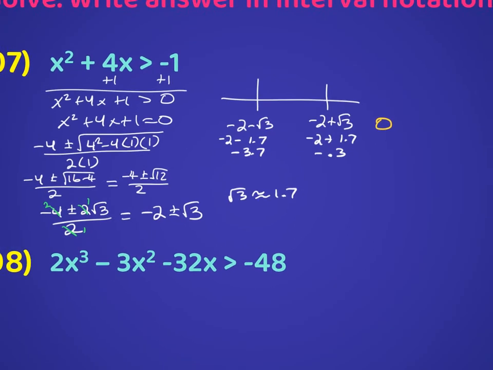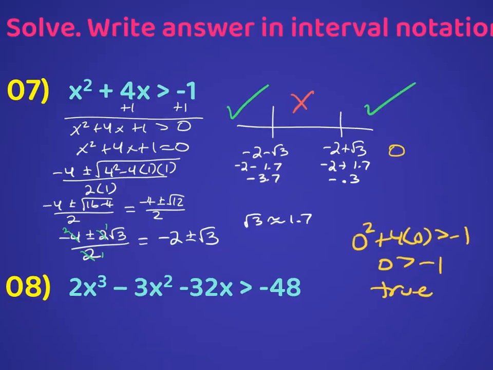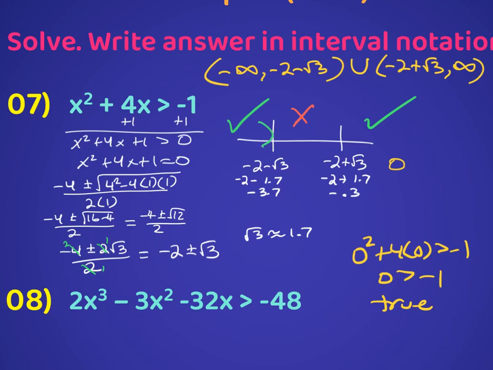So let's plug in 0. So 0 squared plus 4 times 0 greater than negative 1. Is 0 greater than negative 1? Yes, it is. That is true. So this gets the check. This gets the X. This gets the check. So interval notation would be negative infinity up to negative 2 minus root 3, unioned with negative 2 plus root 3, comma, infinity. Again, graphing, this would have been parenthesis or open circle going that way.